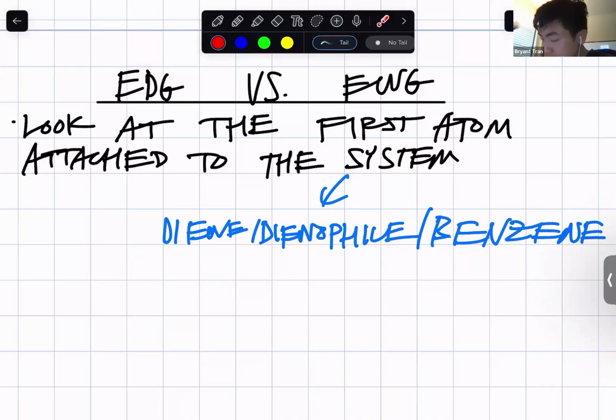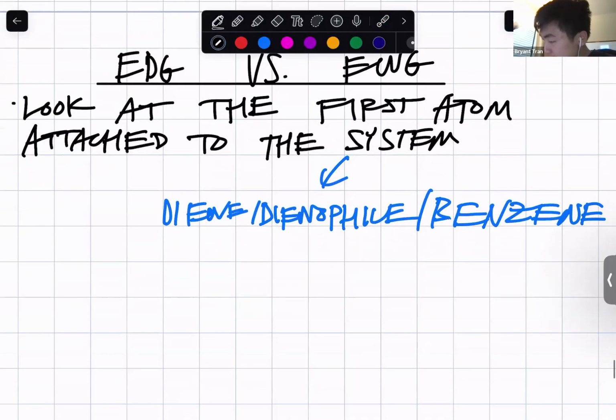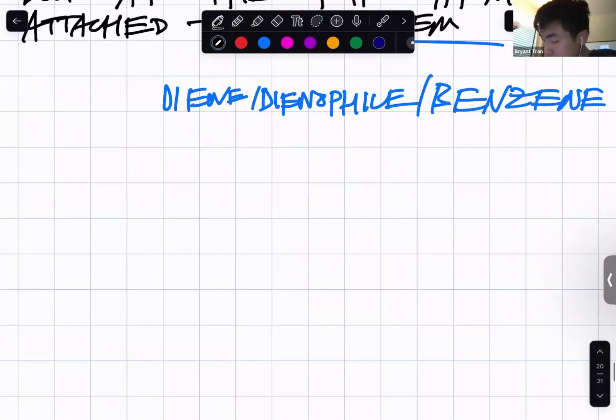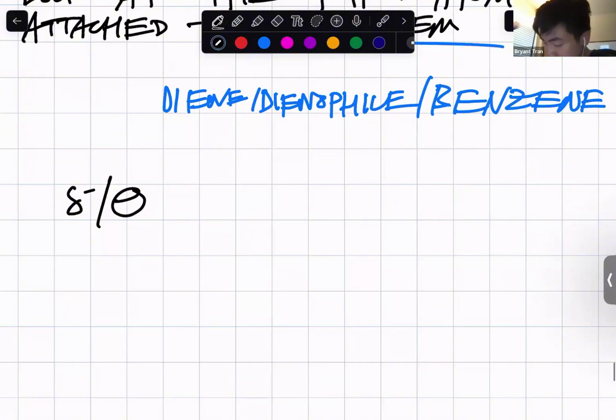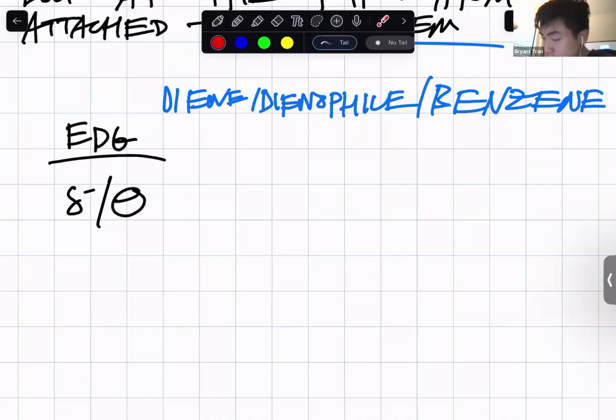Because EDGs and EWGs are also used for Diels-Alder. Okay? Now, if the first atom is negatively charged, like either partial negatively charged or full negatively charged, it is an EDG. Right? Because it has negative charges to donate.